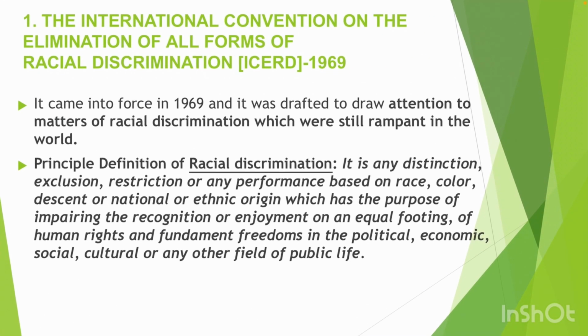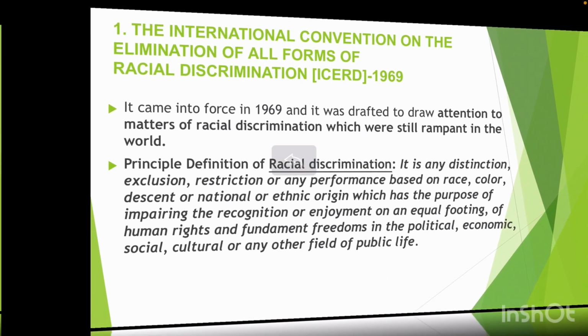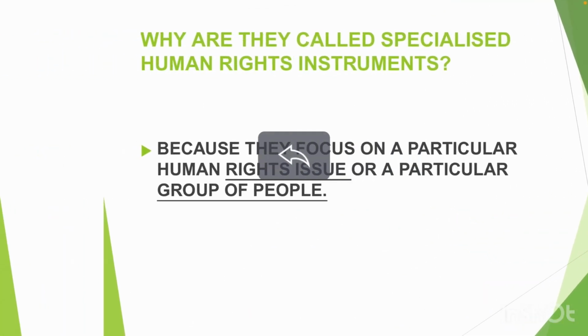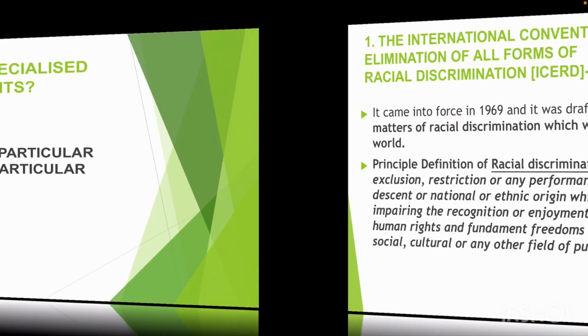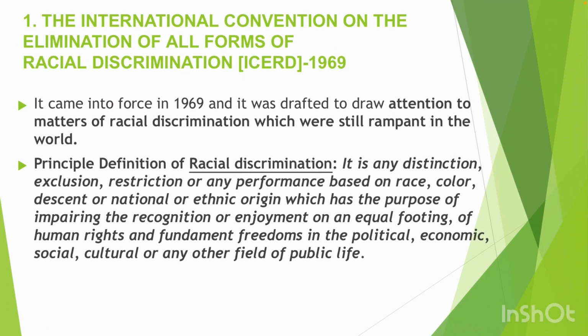Now, in this video, we are only going to look at two specialized human rights instruments. Actually, there are about 5 to 6 specialized human rights instruments, but as you can see here, I've only listed 4, and in this video, I'll only explain 2. I do not want to confuse you. So firstly, we are going to look at the International Convention on the Elimination of all forms of racial discrimination.